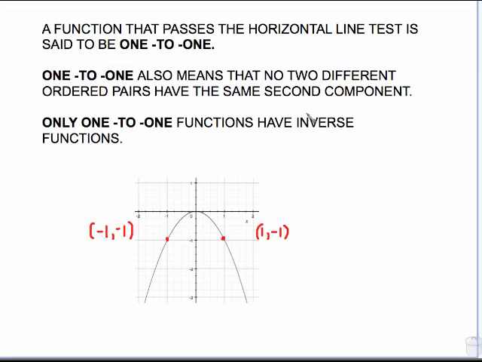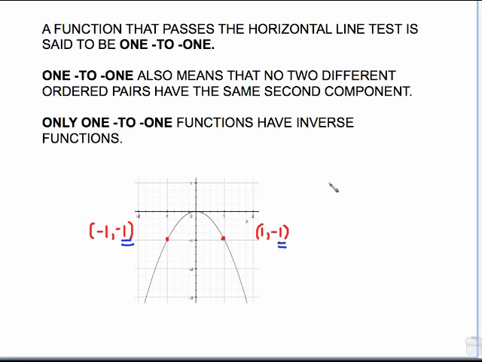A function that passes the horizontal line test is said to be one-to-one. One-to-one also means that no two different ordered pairs have the same second component, meaning the same y value. So here was my parabola. I know I'm going to fail the horizontal line test, and the reason I fail the horizontal line test is this. Look at that y component. It's the same y component as that.